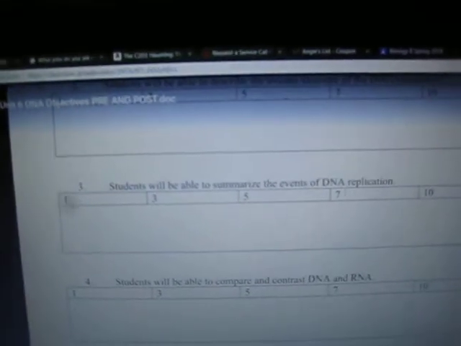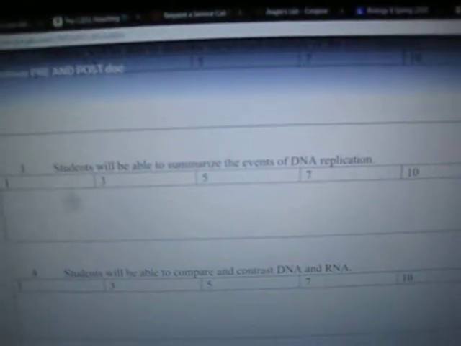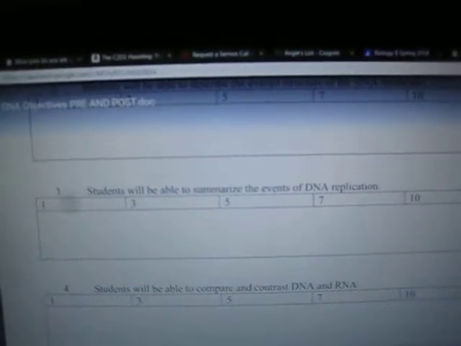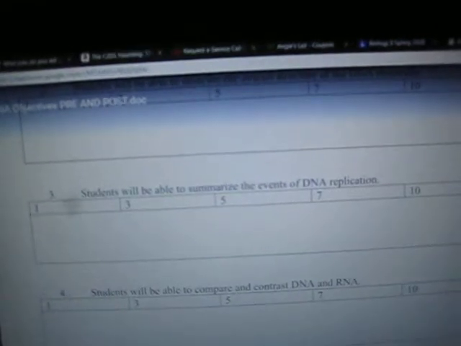Students will be able to summarize the events of DNA replication. Again, we did a DNA replication activity. I realize I collected that and probably have not returned it, but you can get a blank copy of it on the Google Classroom for the day that we did it. There's also a good active art representation that talks about all that. Remember, DNA unzips, it copies itself, we form 2 new strands, happens in S phase of interphase. I think that's pretty self-explanatory.